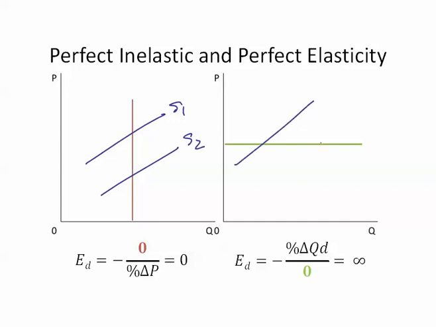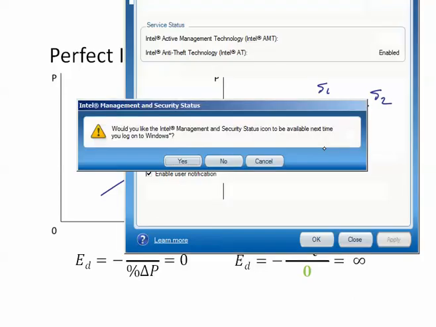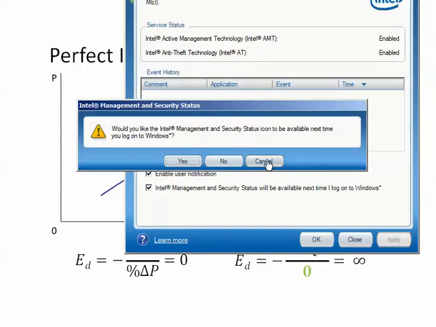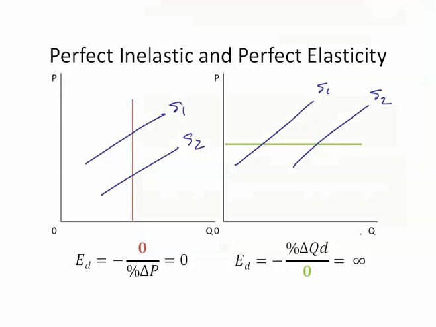Over here, S1 to S2. What we find here is an increase in quantity, but there's no change in price. We say this is an infinite elasticity, and indeed all the benefit here is that the increase in supply has all become more quantity sold by this particular demand.